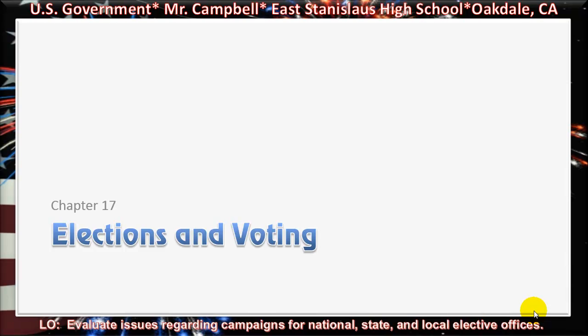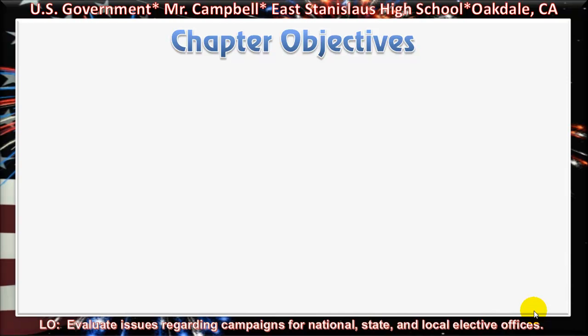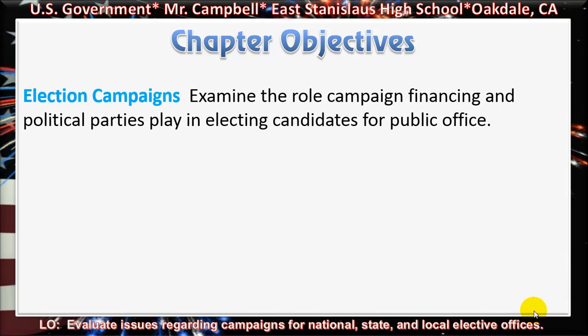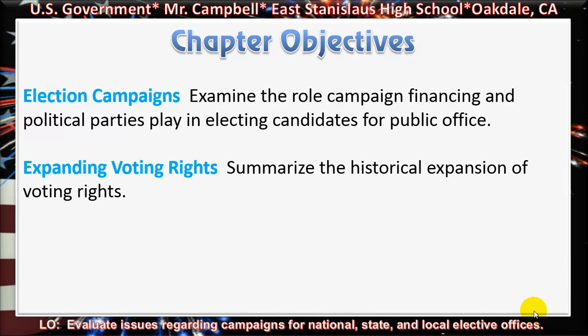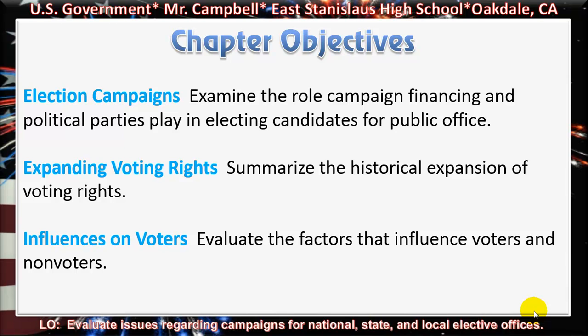Chapter 17, Elections and Voting. Our chapter objectives for Chapter 17. Section 1, Election Campaigns. We will examine the role of campaign financing and political parties play in electing candidates for public office. In Section 2, we look at expanding voting rights. We'll summarize the historical expansion of voting rights. And in Section 3, we'll look at influences on voters. We will evaluate the factors that influence voters and non-voters.